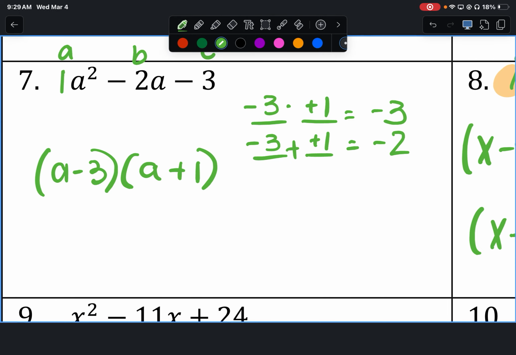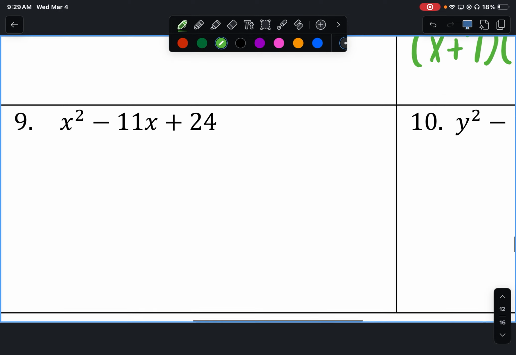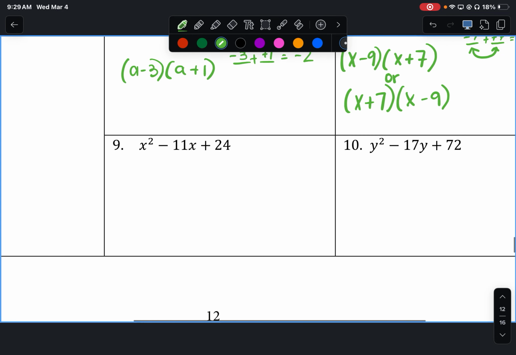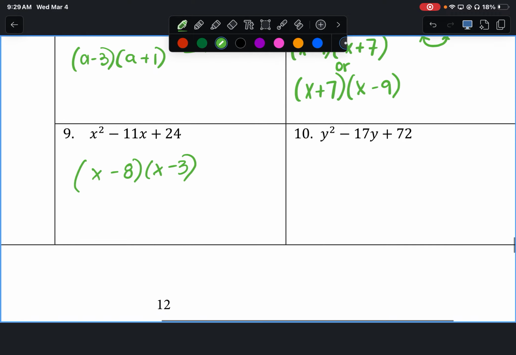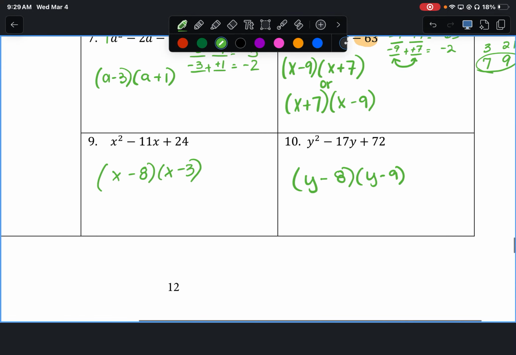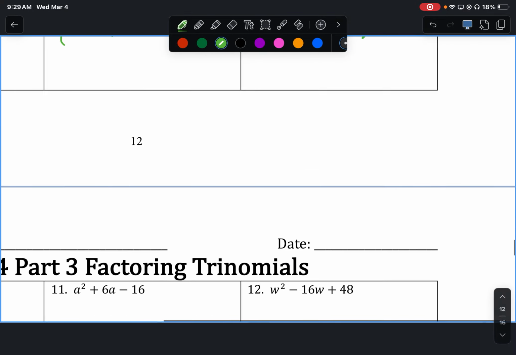Now, we're not going to go over these right now, but if you want to check them, the answer to number 9 is x minus 8 times x minus 3. And the answer to number 10 is y minus 8 and y minus 9. Okay, now we're going to look at the back page and go to page 13.